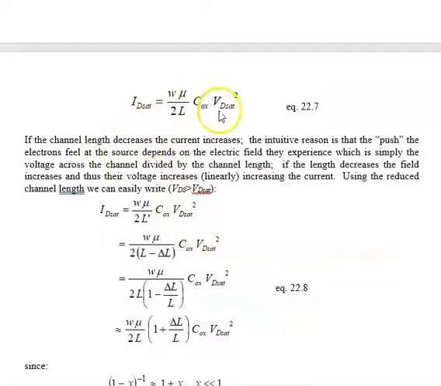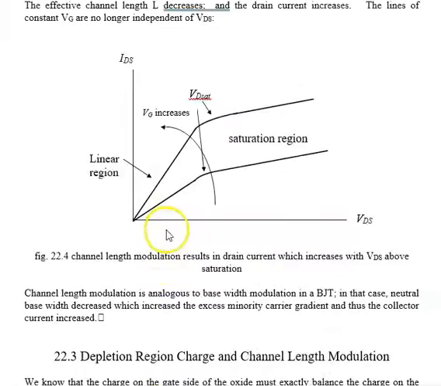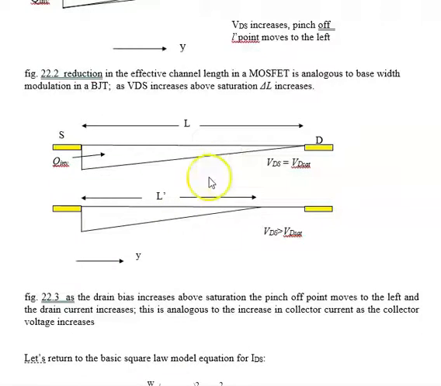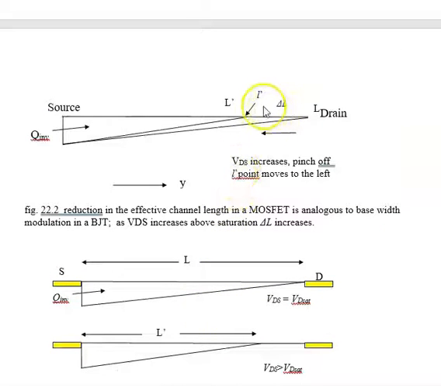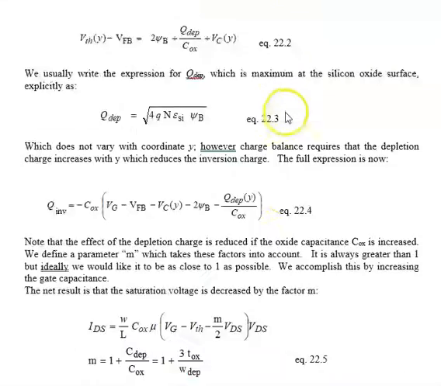So if we have VDS above VD sat, then we can rewrite this as the same equation, except now instead of using L, we have to put in L prime, and L prime is less than L. Specifically, L prime is equal to L minus delta L, and that's all we're saying here.